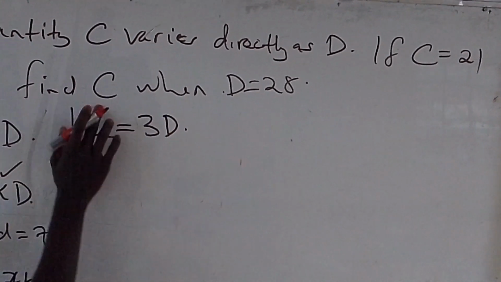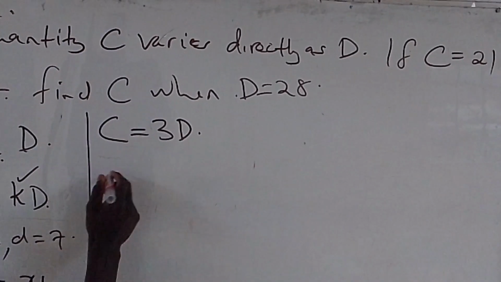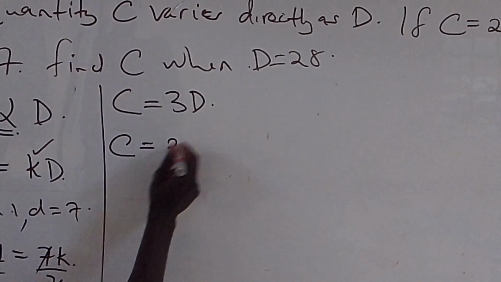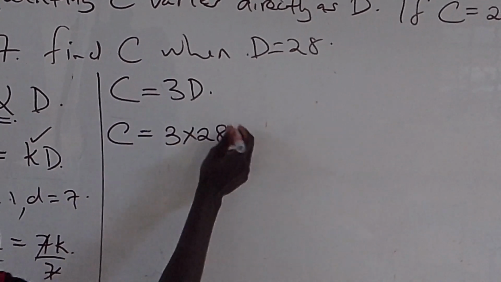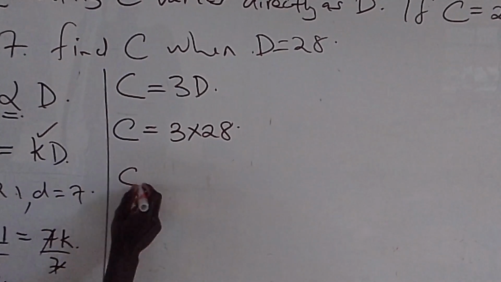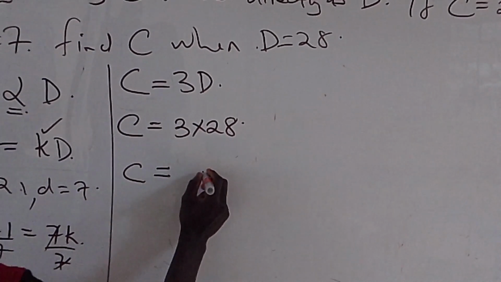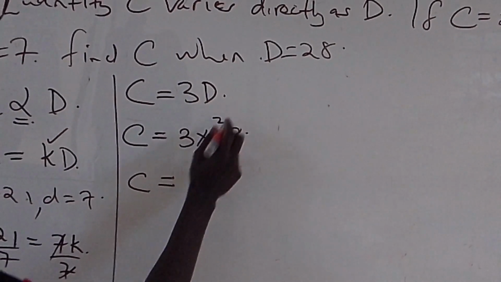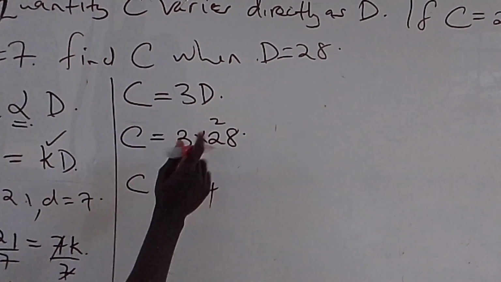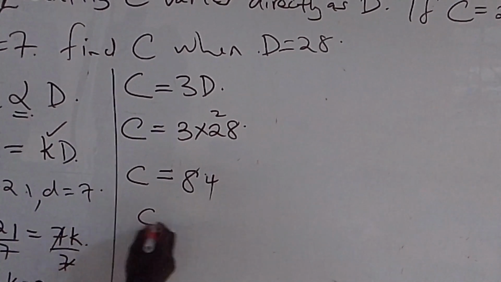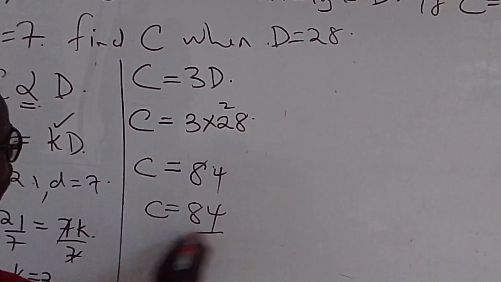Then find C when D is 28. So C is equal to 3 times 28. That is 3 times 8, that is 24. Then 3 times 2, that is 6, so that is 84. So C is equal to 84.